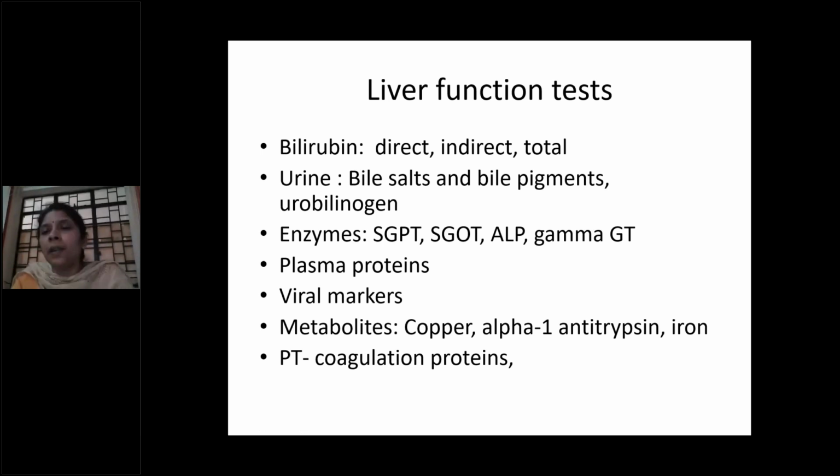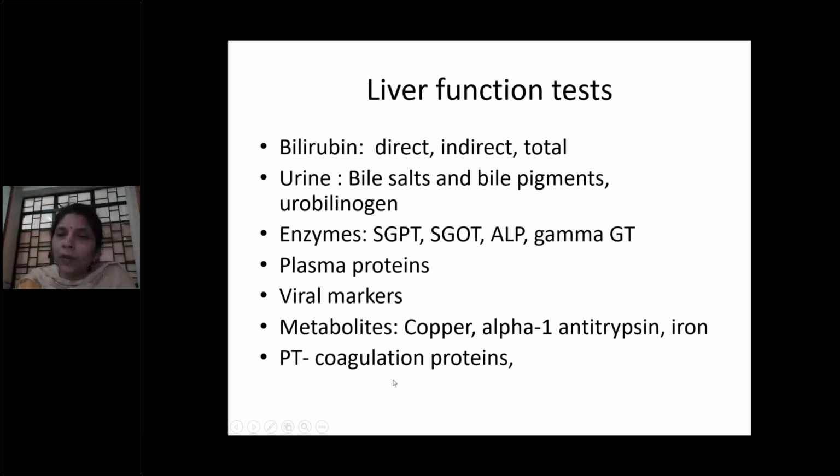Various metabolic functions like copper metabolism etc. are also going on in the liver. So in abnormal function of the liver, these are altered. Copper metabolism occurs, so there are increased copper levels, alpha-1 antitrypsin levels, iron, etc.